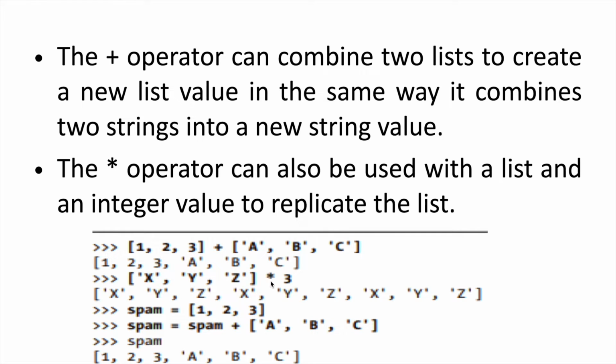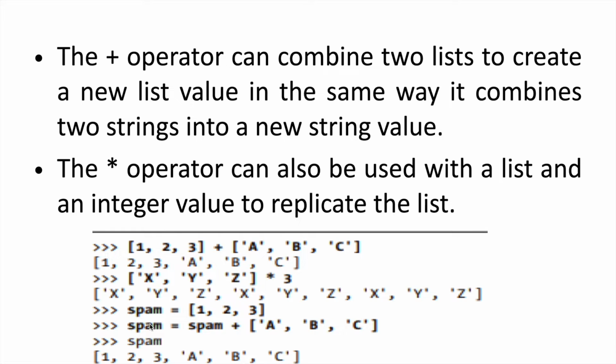Next is the star operator, that is the multiplication operator. It is used to duplicate the values in the list. That means it is going to repeat the same values. For example, in this example, my list contains three elements, x, y, z. If I multiply this list by 3, that means x, y, z will be repeated 3 times. You can see the output x, y, z, x, y, z, x, y, z. So this is the replication operator. It will duplicate the elements of the list.